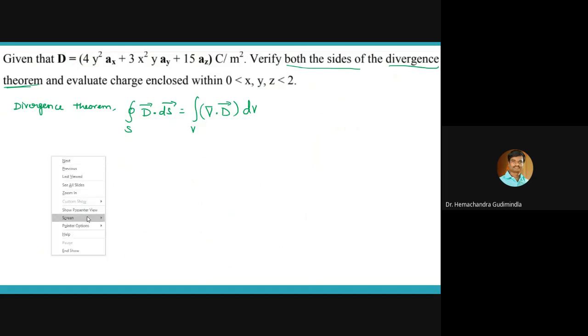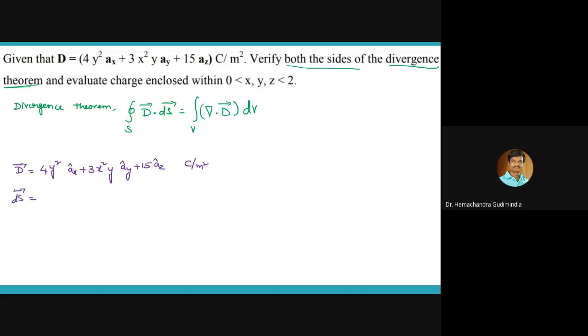Right, now first I will consider what is D bar. D bar is equal to 4y square ax cap plus 3x square y ay cap plus 15 az cap, coulomb per meter square. Now what is dS bar? You need to recall some of the vector analysis part.